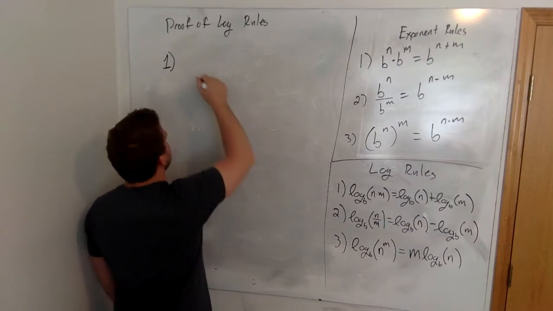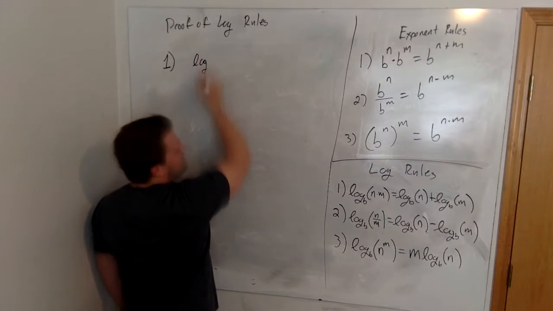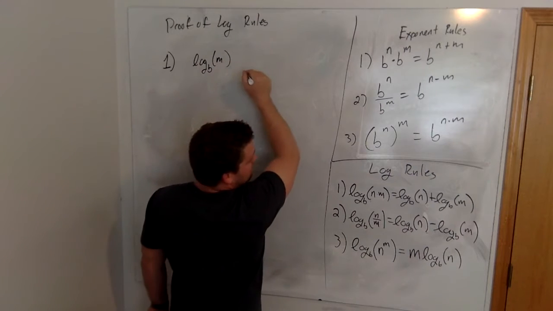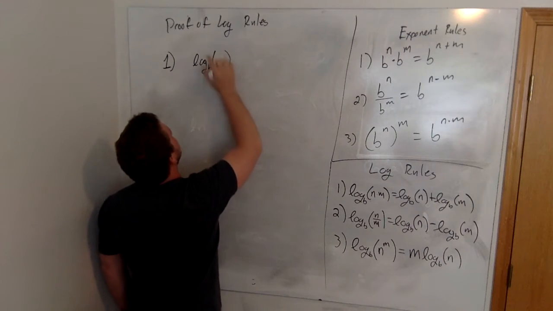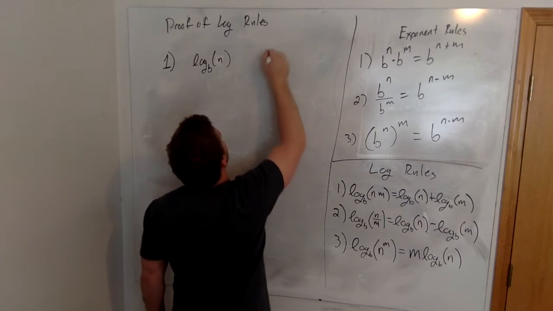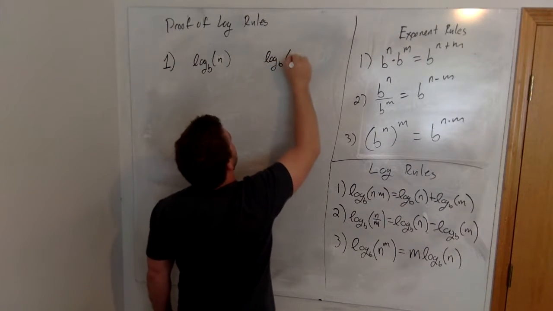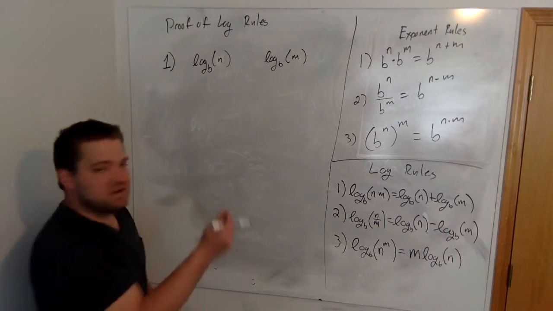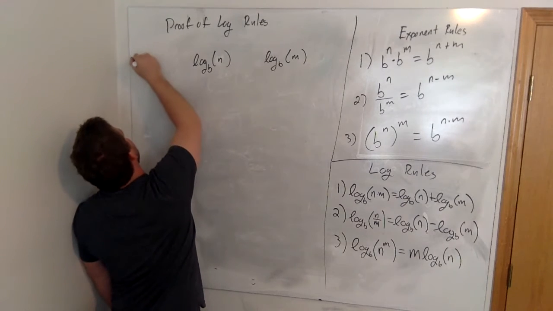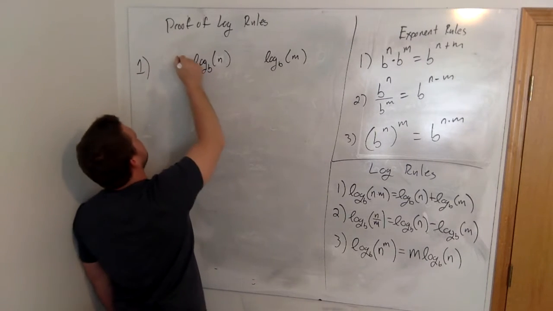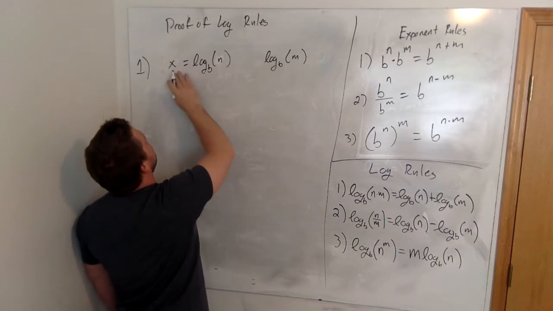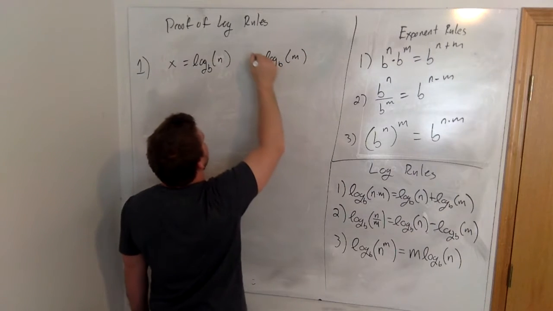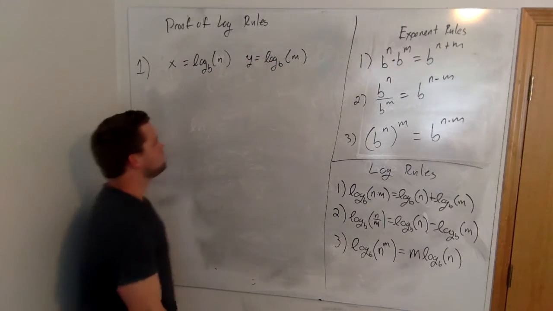So, for example, let's say we have log base b of n, and let's say we also have log base b of m. Let's give them a name. Let's say this first one here is x. So log base b of n, it's some value, we'll call it x. Log base b of m, it's some value, we'll call it y.